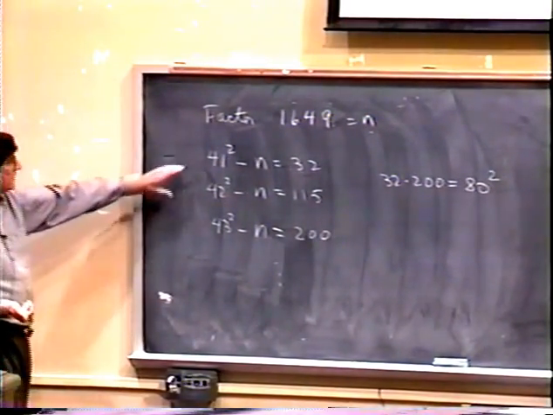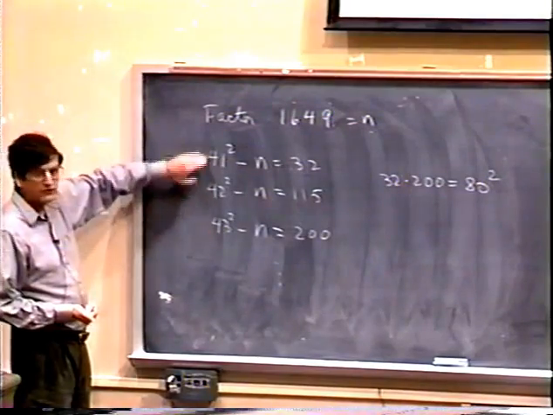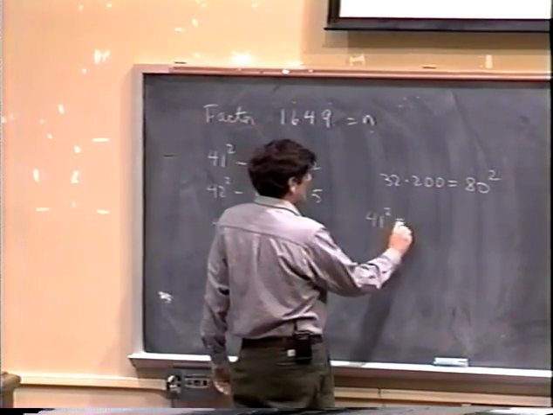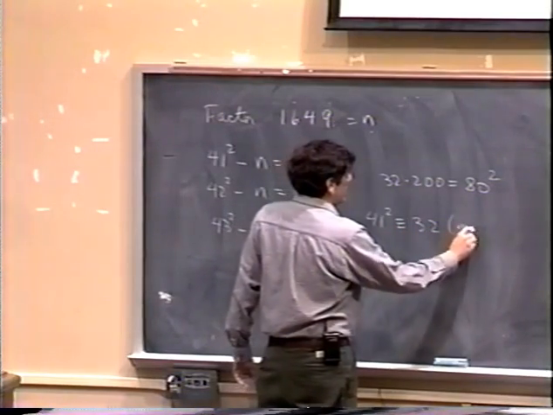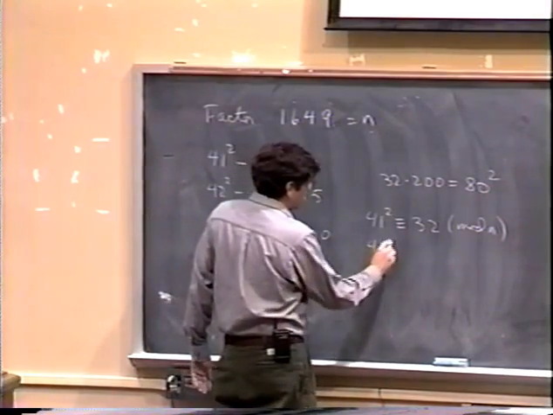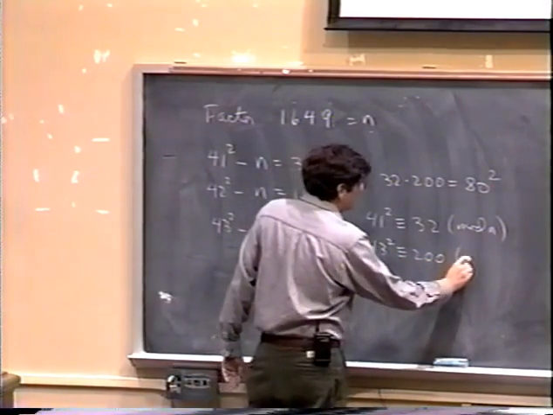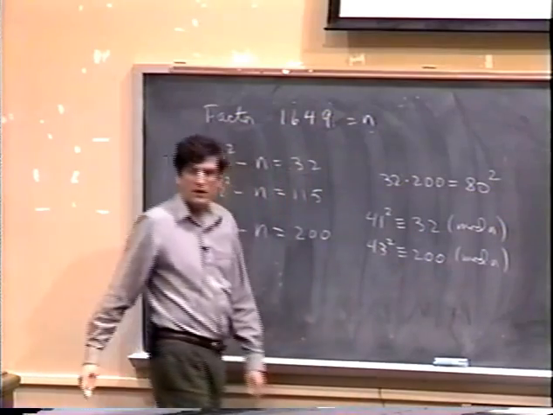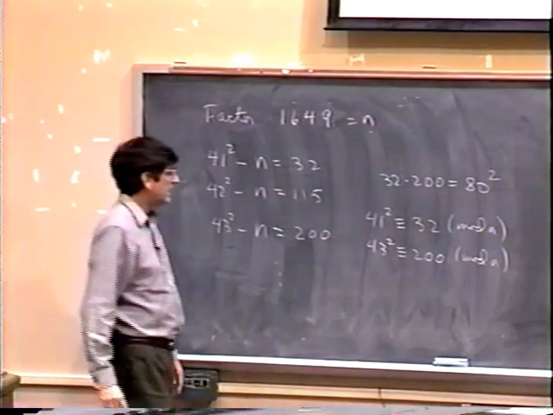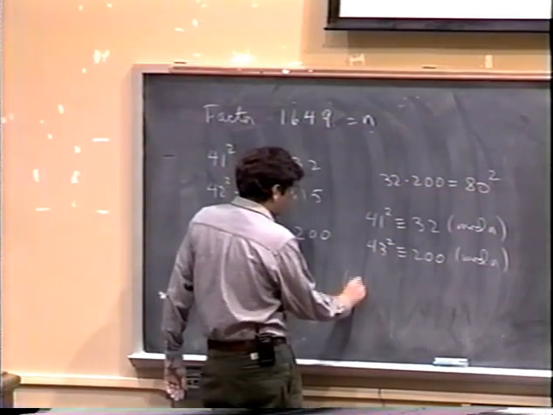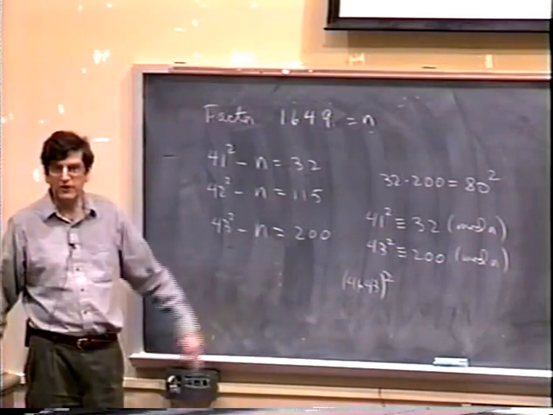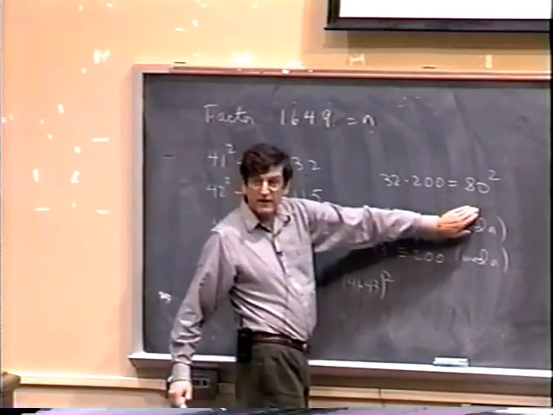Let us treat the first and third statements as congruences. I'll write the first statement as 41 squared congruent to 32 mod n. And I'll write the third statement as 43 squared congruent to 200 mod n. Now let me multiply together these two congruences. And what do I get? The product of the two left sides is 41 times 43 squared. And what's the product of the right sides? It's 80 squared.